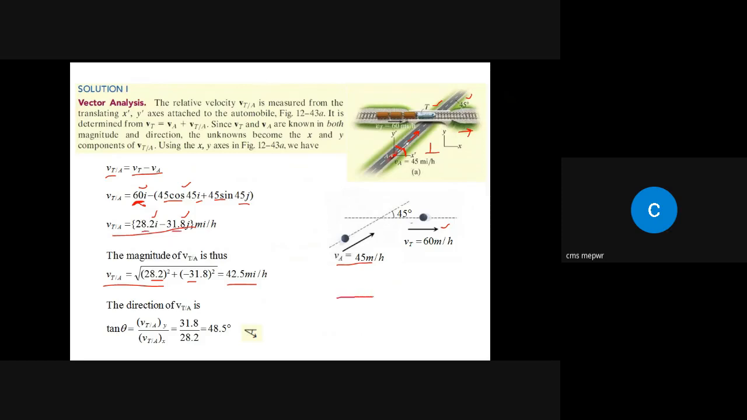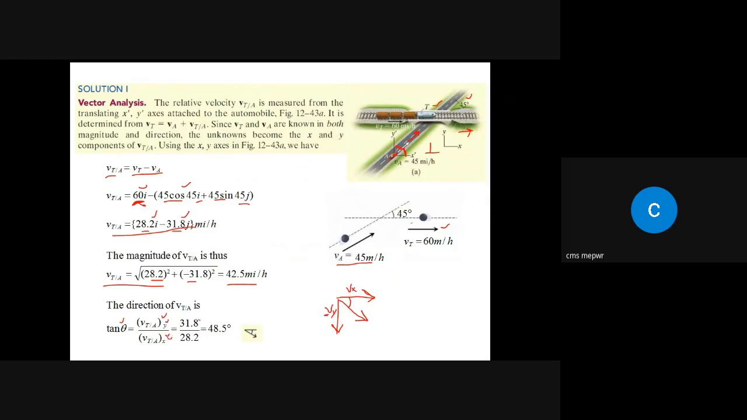So it means Vx is along positive x-axis and Vy is along negative y-axis, right? So velocity will be somewhat like this. This is Vx and this is Vy. If you want to find out this angle, we can get this angle. This is tangent theta is equal to VT by A y component over VT by A x component. Over here I was using this Vx Vy, but actually this is VT by A x component and VT by A y component.